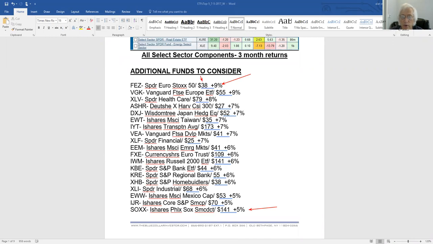And of course, we also give the price, so depending on the size of your portfolio, you may want to go with FEZ over IYT because it's less costly. So we also give you the price, and that may be a consideration. Here's another one, SOX, which has been on our list quite frequently the last several months, and that's all the way up to $141. So it may be good for some, but not for others.